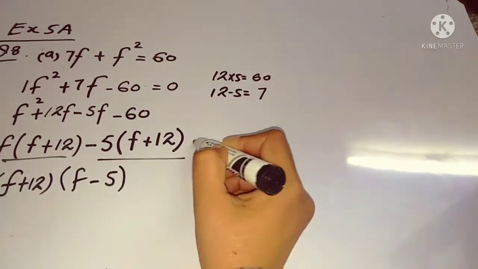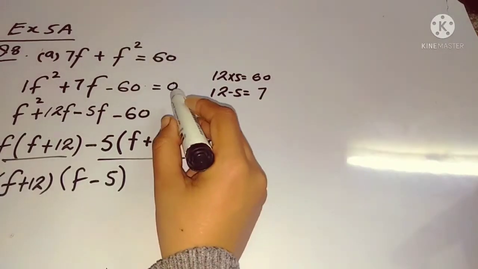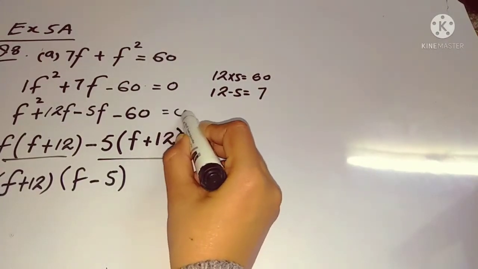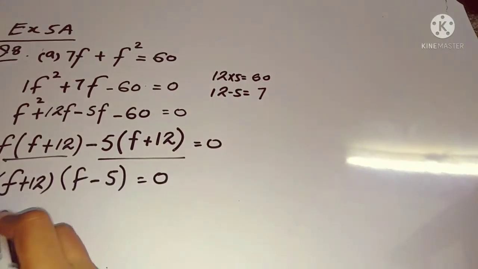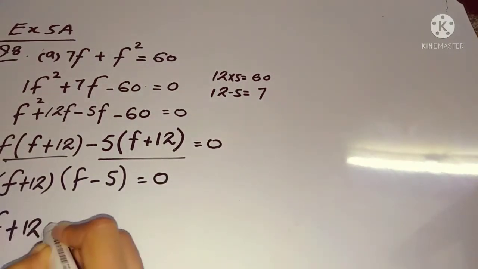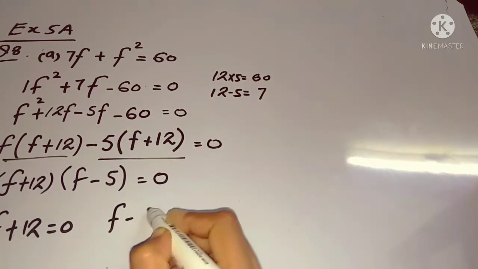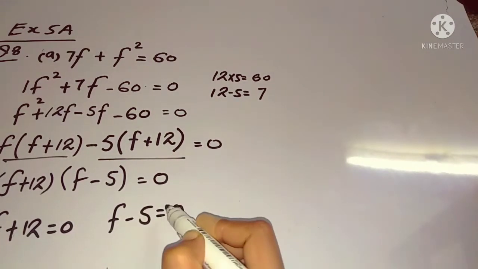Again, they both are equal to 0. Okay, as you can see, this is equal to 0, so this is also equal to 0. Now you will make these both terms equal to 0, like f plus 12 is equal to 0 and f minus 5 is equal to 0.